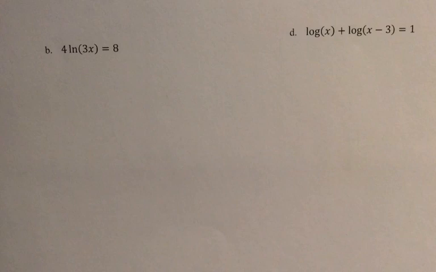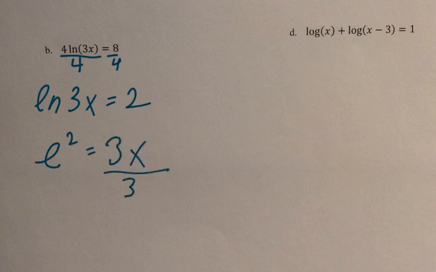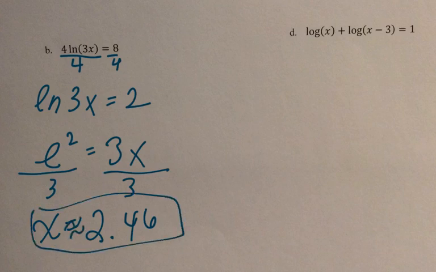Okay, same thing over here. First, I'm going to divide both sides by 4, so I get the natural log of 3x equals 2. And so now I have a log on one side. My base is e, so I'm going to rewrite that as an exponential function. So I get e to the second equals 3x. Then I'm going to divide by 3 on both sides. And on this one, I'm definitely going to have to round my answer. And we end up getting 2.463, which rounds to 2.46. Again, that's approximate. That's our answer for that one.